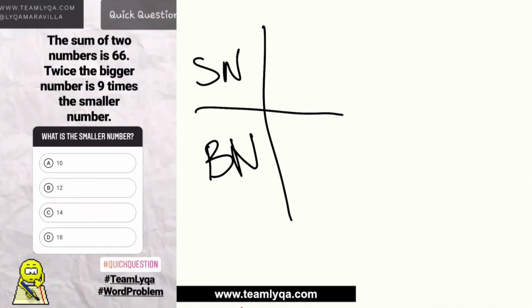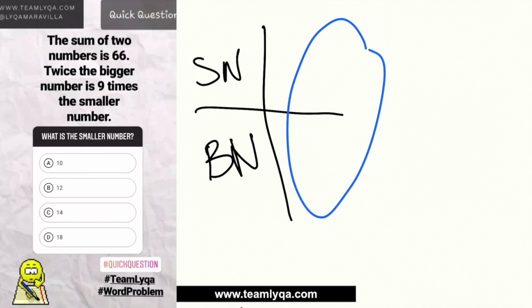Now, after you have the table, titinan mo na yung mga information about them. Ang sabi dito, ang sum daw nila is 66. So, I will just draw it doon sa table. Pag pinagsama ko daw sila, dapat lalabas, okay, 66.